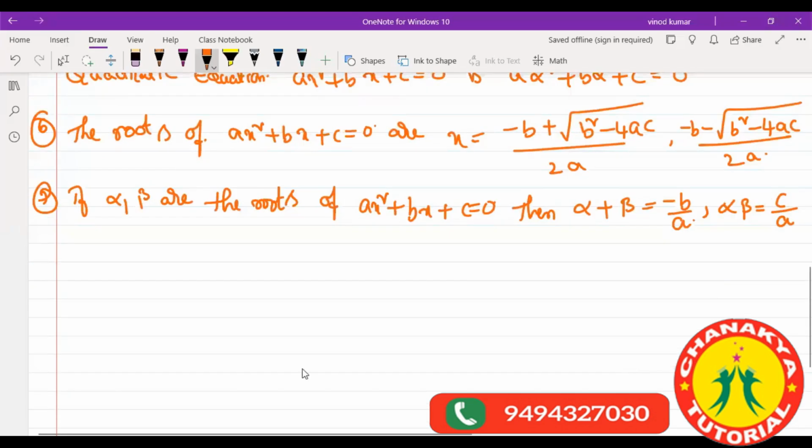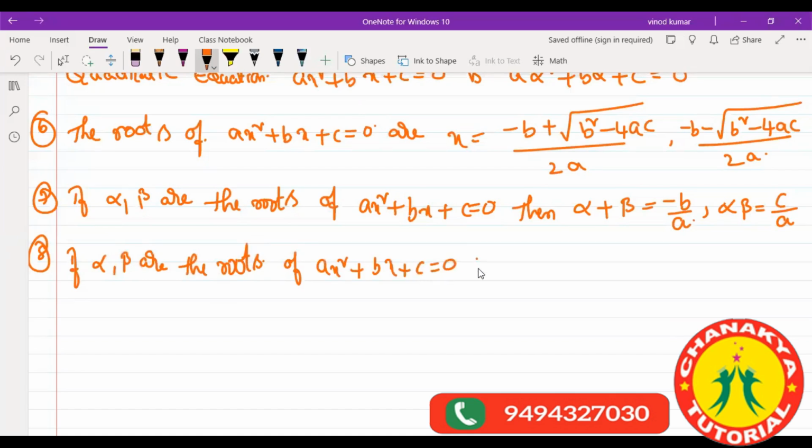Sometimes alpha and beta values are given, and by using those values we make a quadratic equation. How is it? If alpha, beta are the roots of ax square plus bx plus c equal to 0, then this can be written like this: a into x minus alpha into x minus beta.